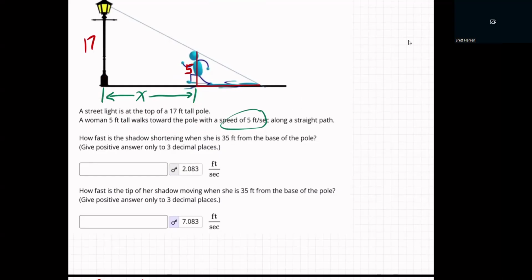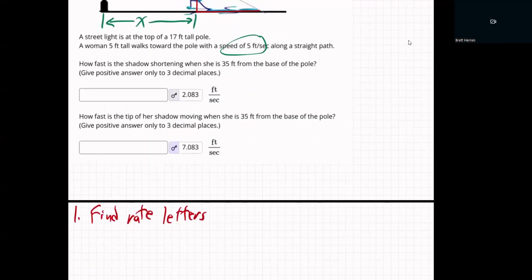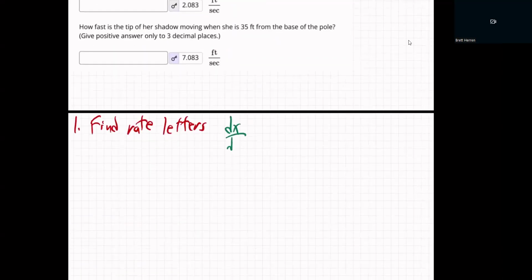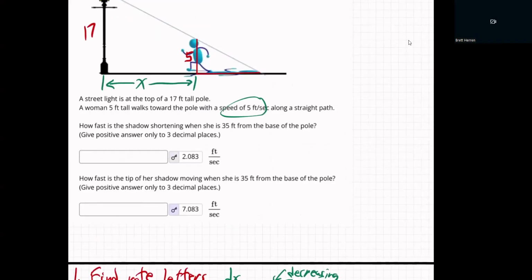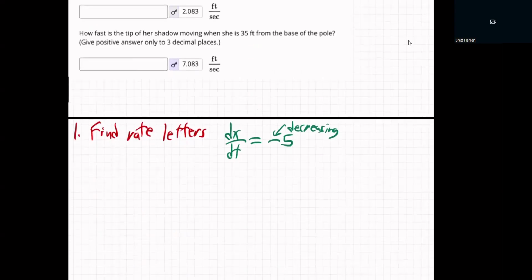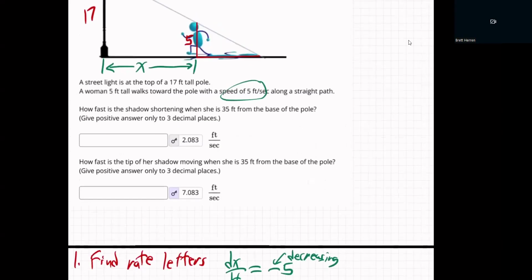Let me just slide it down here. dx/dt is -5 because why? It's decreasing, shrinking, right? Meaning not her shadow, but the distance that she is from the light pole, the x we're calling, right? That distance between her and the light pole. If she's walking toward the pole at 5 feet per second, then this distance is shrinking. That's why it's negative. It's decreasing 5 feet per second. Okay, there's the first one.